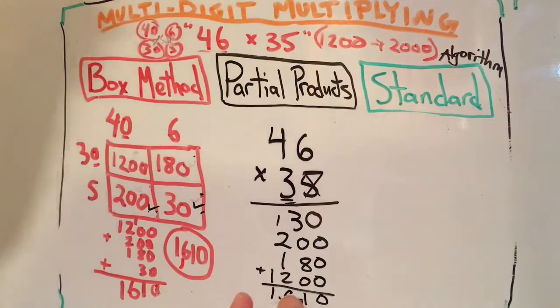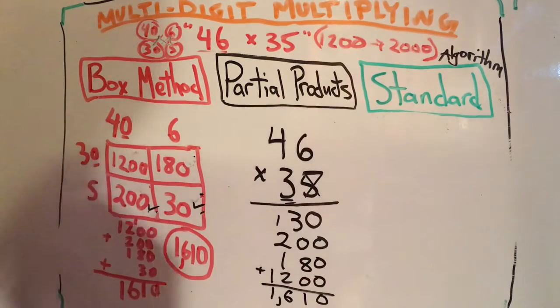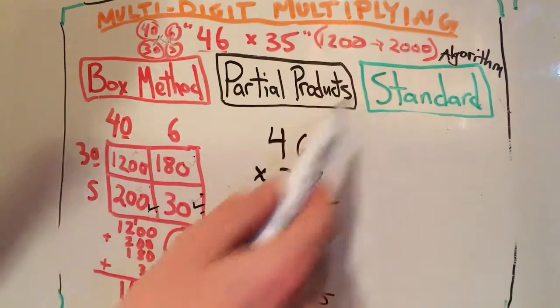Hey, 1,610. We like that because it's the same answer that we got over here, and it fits with our estimate. Our estimate was that the number would be somewhere between 1,200 and 2,000.